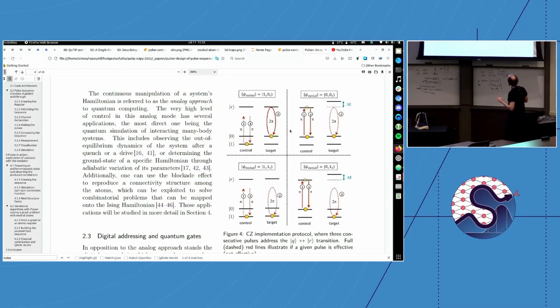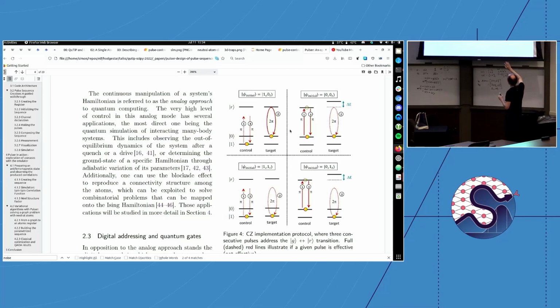Then if we move to the right, it's the same situation, but now the control qubit is in the state 0. Now the first laser pulse drives the control qubit into the R state. Then the second pulse, which in the previous drawing would have driven the target into the R state, fails, because now the energy gap is much bigger. And then afterwards you drive the control atom back down into the 0 state where it was. And a similar thing happens for the others.